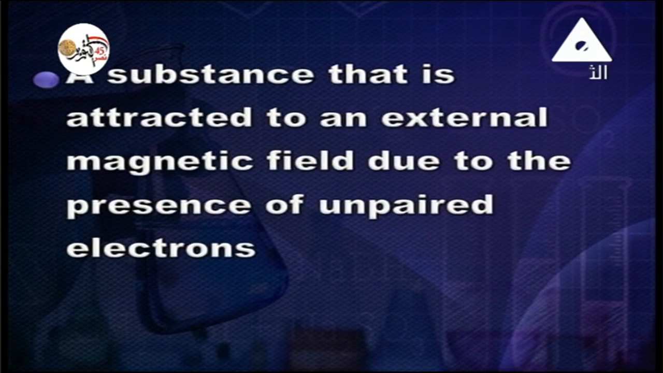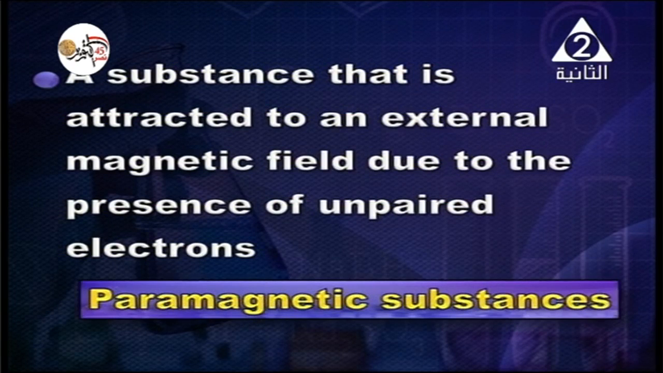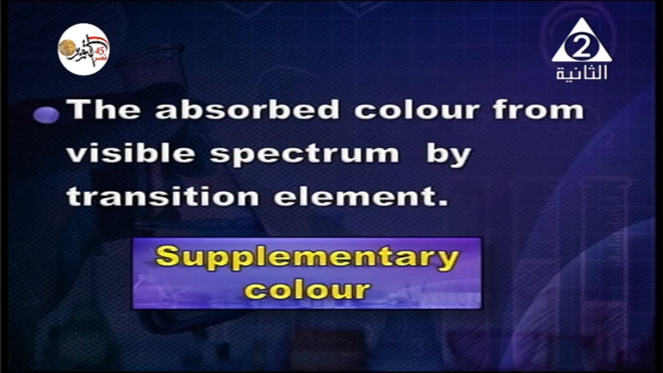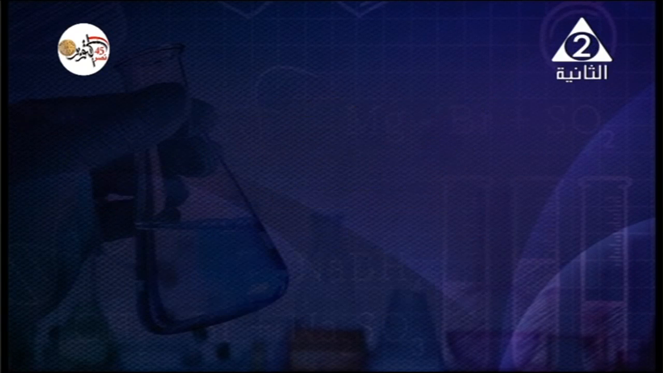Next point. A substance that is attracted to an external magnetic field due to the presence of unpaired electrons. If you think about it, yes, it will be paramagnetic substance. Next point. The absorbed color from the visible spectrum by a transition element. If you think about it, yes, it will be supplementary color.